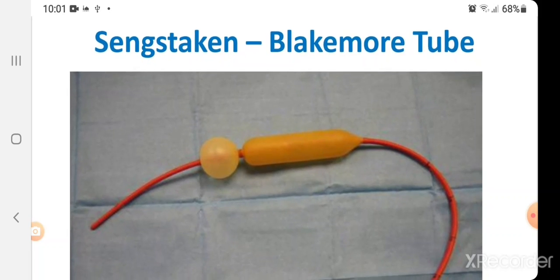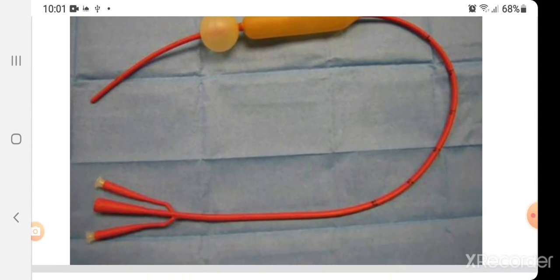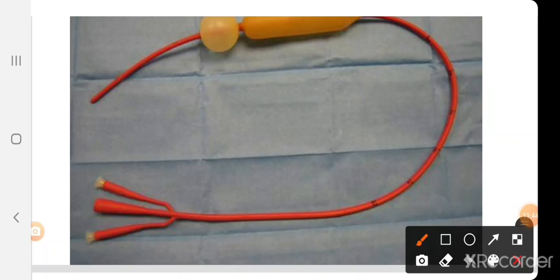This is the Sengstaken-Blakemore tube. You can see that it has 3 ports. This one here is for gastric suction. One of these is for the balloon of the stomach, and maybe this one for the balloon of the esophagus. You inflate the balloon of the esophagus and the balloon of the stomach by one of these, and this one is for suction of the blood from the stomach.